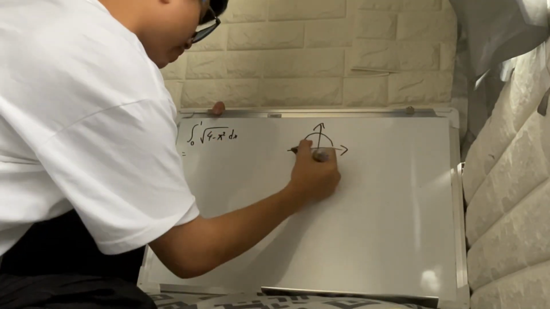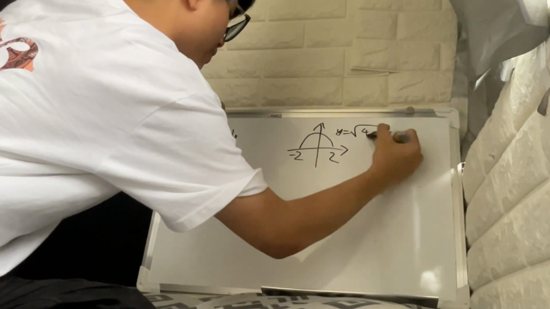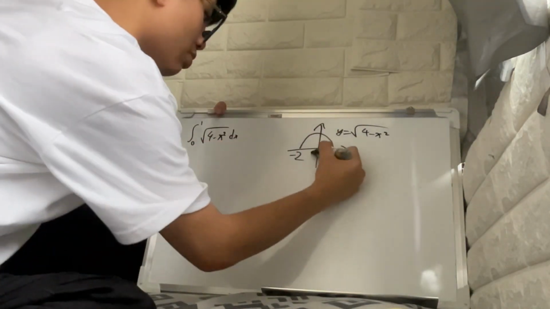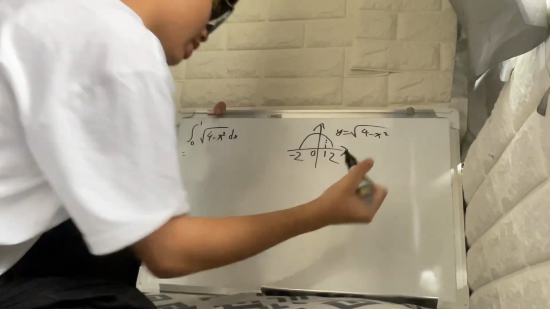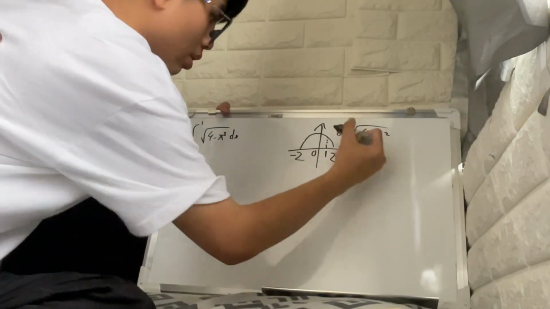So this goes from negative 2 to 2. This is the graph of y equals the square root of 4 minus x squared. Here, the area we're going to find is from 0 to 1, like that. Here is the deal. We're going to find the area of this region.